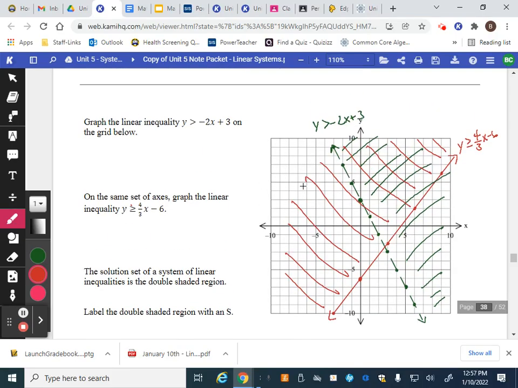All right, so then the last thing when we have a system of inequalities, we're talking about the points that fit both. So that's not just in one shaded region, it's where they both are shaded. And we're going to label that section where it's double shaded with an S for our solution set. All right, so graph both inequalities, shade them, and figure out where they both are shaded, and that's our solution set.